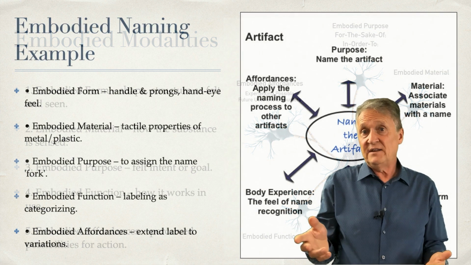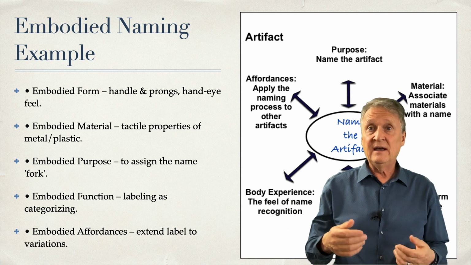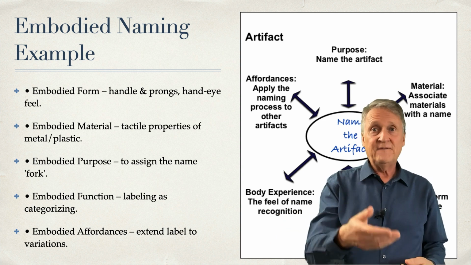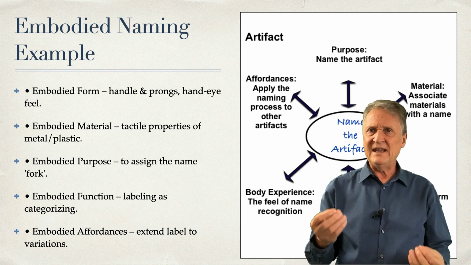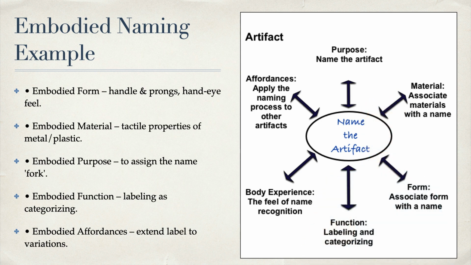Now, if the context were simply to name the artifact, our fork in this case, the form, material, purpose, function, and affordances take on unique meanings. For example, in order to name something, we have an embodied form. This is a recognizable shape. In the case of the fork, we have a handle and prongs. But the form also perturbs our bodily senses in our recognition of how the hand feels, the curve, the weight, the balance, how the eyes trace the silhouette.